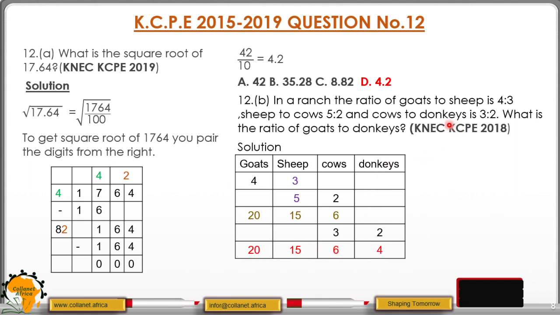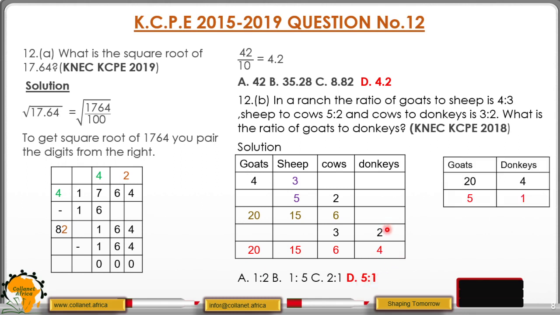But what is the question? What is the ratio of goats to donkeys? It will be 20:4. But you write it in the simplest form. In this case, dividing by 4, 20 divided by 4 is 5, and 4 divided by 4 is 1. So it will be 5:1. That is how you work out the ratio.